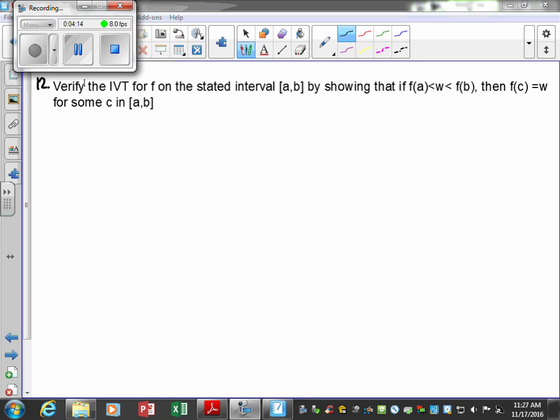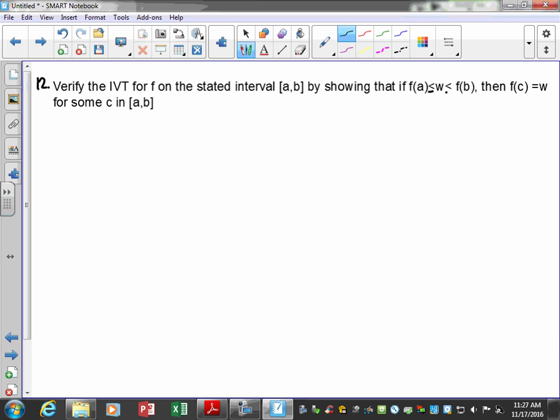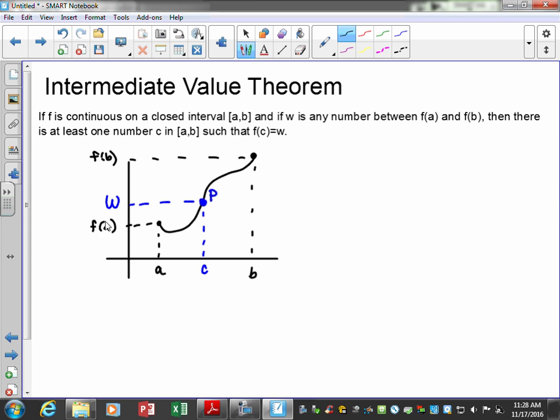Okay. Verify the intermediate value theorem for f on a stated interval a to b by showing that if f of a is less than, make sure you add less than or equal to w, which is less than or equal to f of b, then f of c is equal to w. It wants us to say that if w is in between f of a and f of b, then we can find c in the closed interval a to b. So that's what it's suggesting that we do in this particular problem.